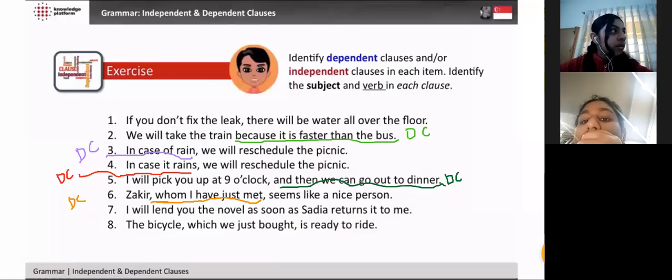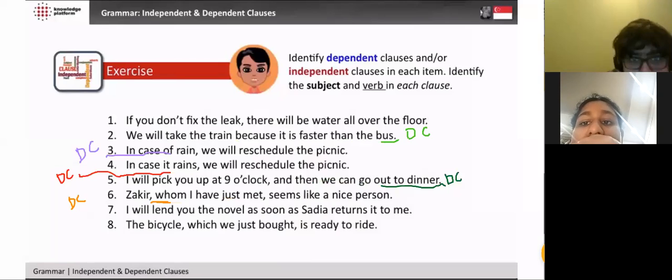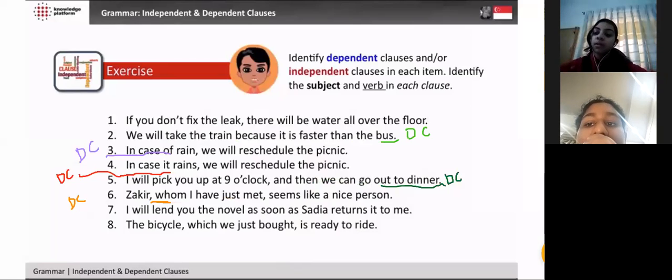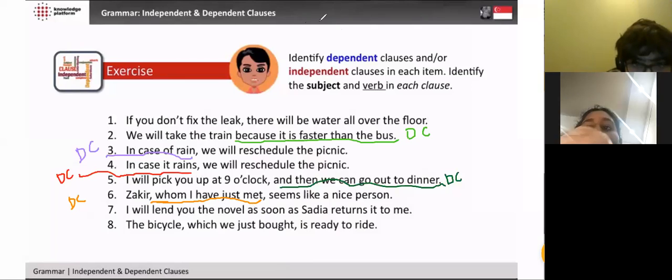Yes, number 7. Rumesh, you won't be speaking. I will lend you the novel is independent. Ji Salman, I did check. I have read the sentences. Rumesh says that I will lend you the novel is the independent clause, whereas as soon as Sadia returns to me is the dependent clause. Okay? Sarah, I'd like you to do the last one.